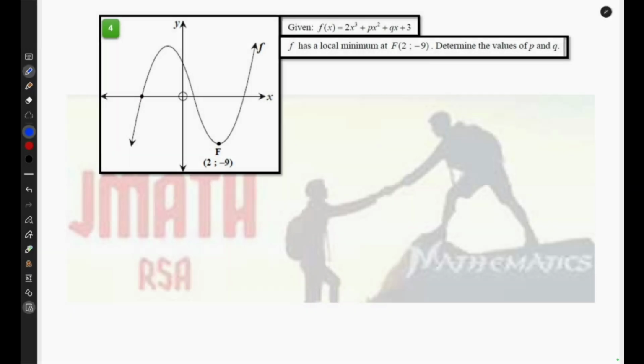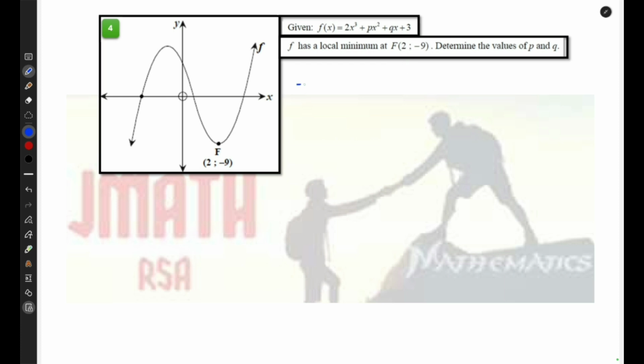Question 4, they give me a formula and they say f has a local minimum at (2, minus 9). Determine the values of P and Q. This time, the x-intercept formula won't save me because I don't know any of the 3 x-intercepts. But I know the local minimum, or the stationary point. So I'm going to have to do simultaneous equations. My first one is going to be to sub in the coordinates of the minimum into x and y.